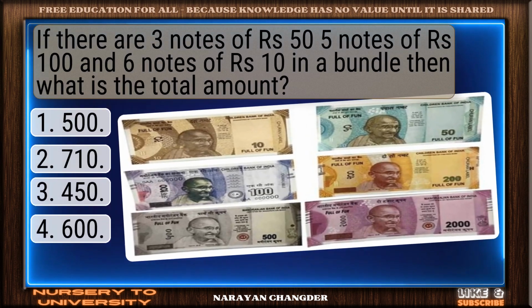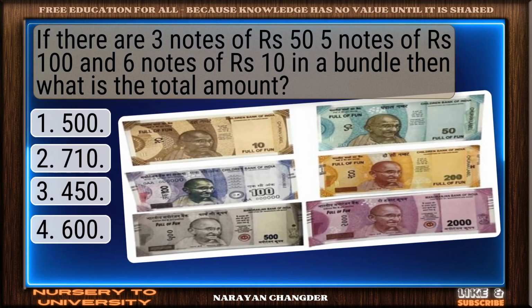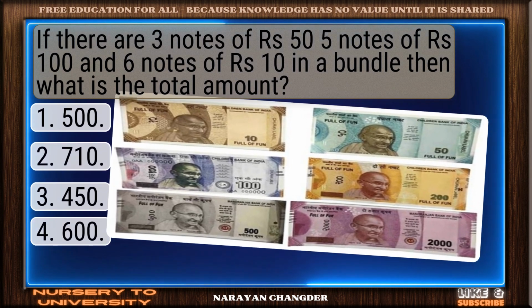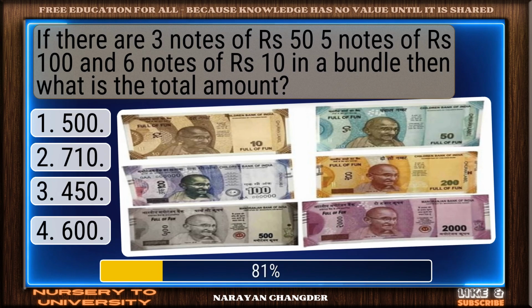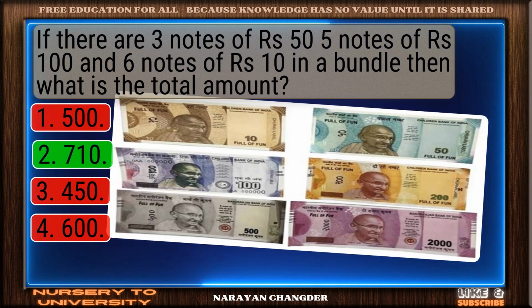If there are 3 notes of Rs 100, 5 notes of Rs 50, and 10 notes of Rs 10 in a bundle, then what is the total amount? Nice selection. 710 is the correct and valid answer.